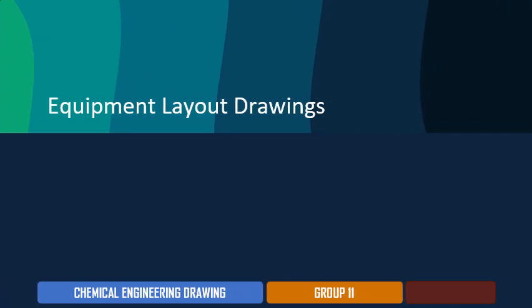Equipment layout drawings. Equipment layout drawings are essential drawings in the design and construction of industrial facilities, such as process plants. These drawings provide a detailed plan of the physical placement of the equipment within a specified area. So you have a specific plot of land, a piece of land. Equipment layout drawings show exactly where each equipment is going to be placed.